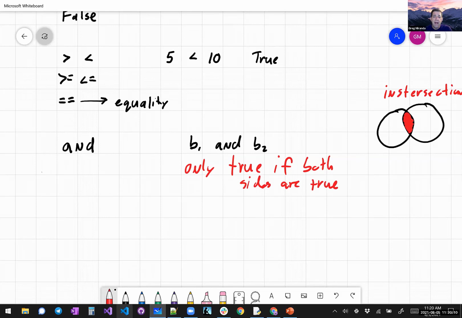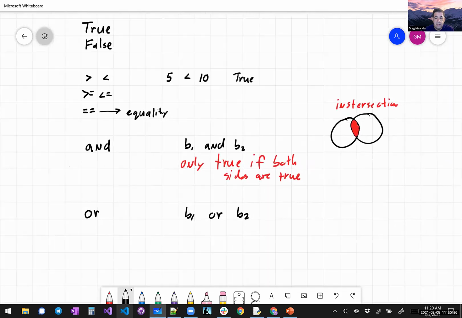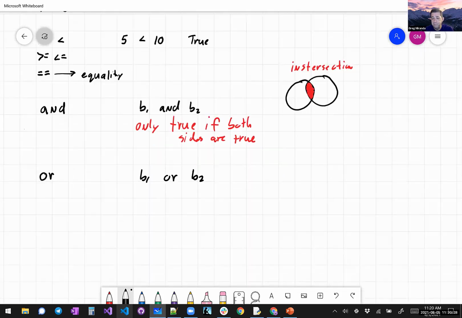And so we can combine any kind of Boolean operation we want using ands, but there's another one. There's actually a second one called or. And we can say B1 or B2. And or works a little differently. Or only one side has to be true.